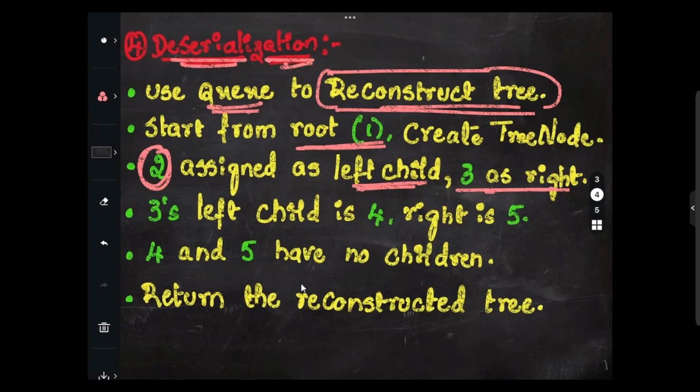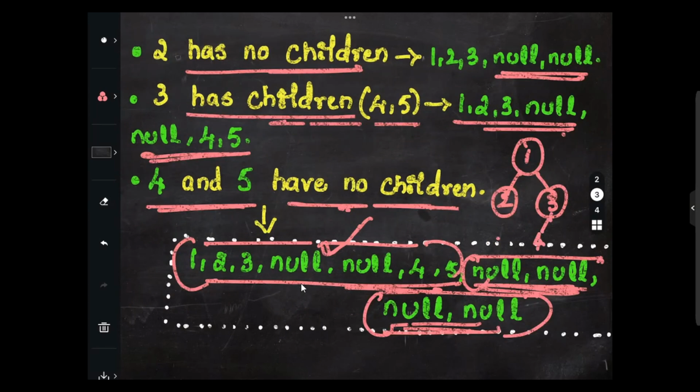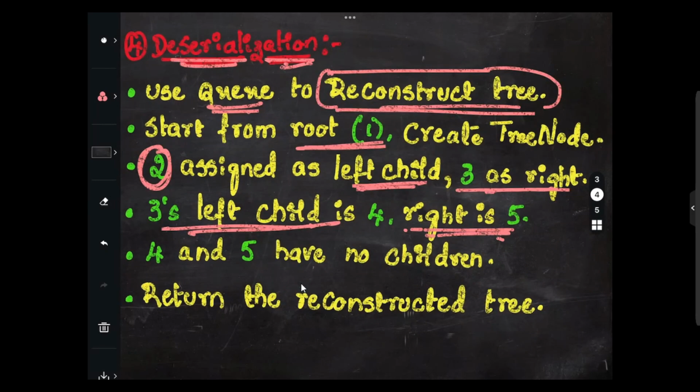This is fine. So next, 3's left child is 4 and right is 5. And these ones we have null null, we will ignore. And this is null as well. For 4 and 5, the children are null as well, right?